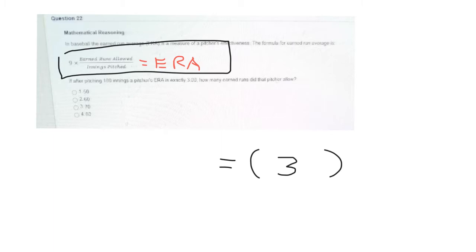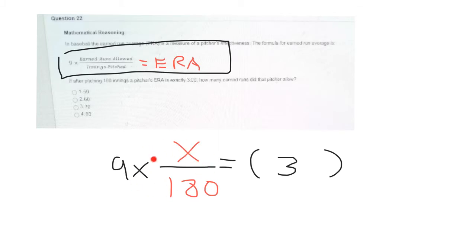And this is 9 times something, so let's just write that. 9 times some fraction. What is that fraction? Well, it's earned runs allowed. How many earned runs did that pitcher allow? Well, we don't know, right? That's the unknown, so we're going to put a big fat x there. So this is already algebra. If after pitching 180 innings, well, innings pitched goes on the bottom, that's 180 innings, right? So this is 9 times x over 180 equals 3. Okay, so this is algebra. When you want to solve for a variable, you want to get the variable by itself. It behooves you to simplify both sides of the equation first. This side of the equation is already as simplified as it could be.